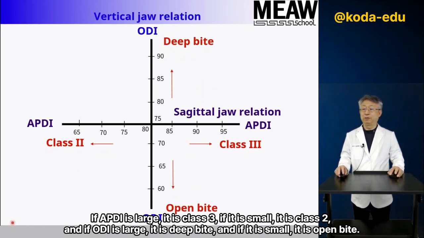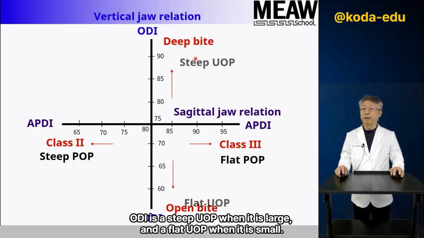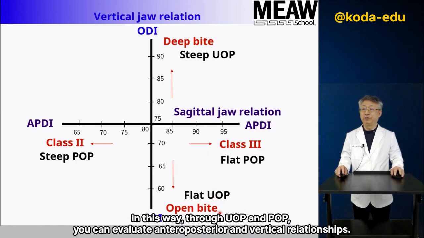Class 3 has a flat POP, and Class 2 has a steep POP. ODI is a steep UOP when it is large, and a flat UOP when it is small. In this way, through UOP and POP, you can evaluate anteroposterior and vertical relationships.